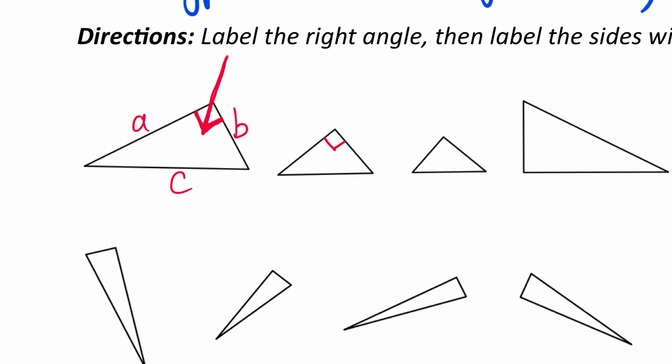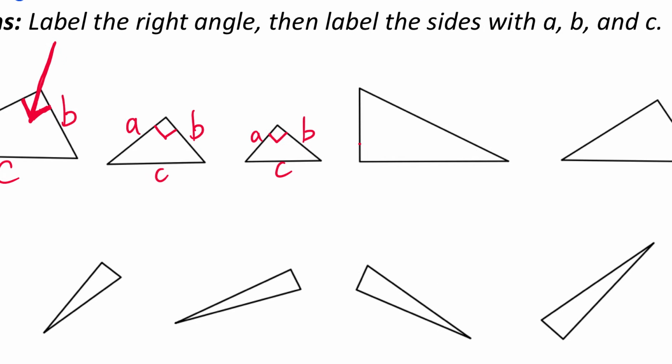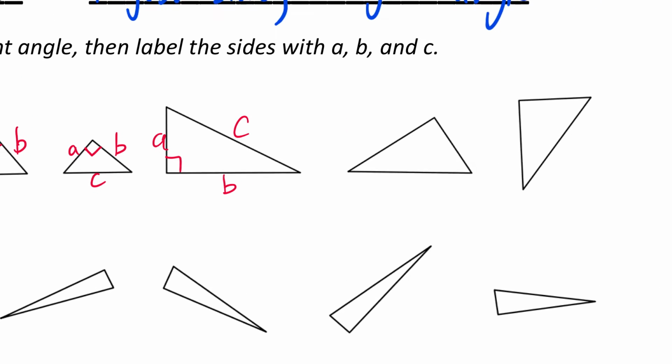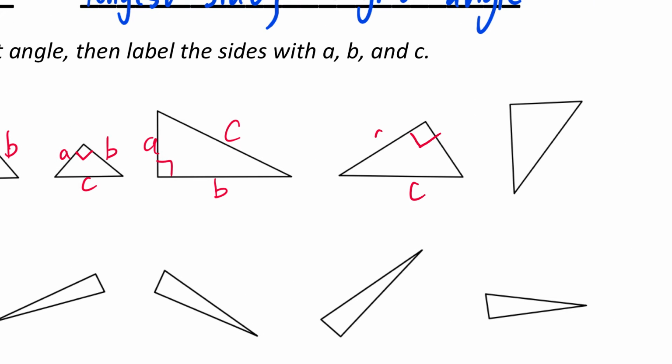Okay, on this one, here's the right angle. C is there, A, B there. On this one, again, the right angle is there, C, A, B. On this one, here's the right angle, C, A, B. Here's the right angle, C, A, B. And then on this one, here's the right angle, C, A, B.